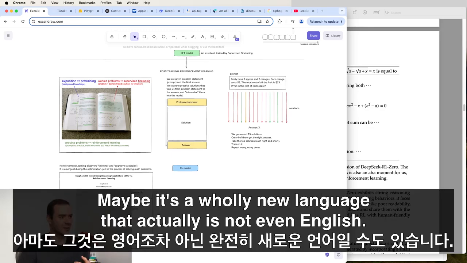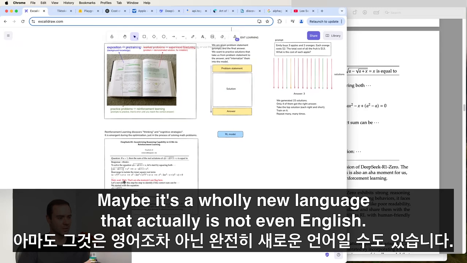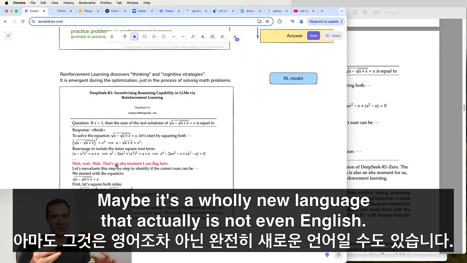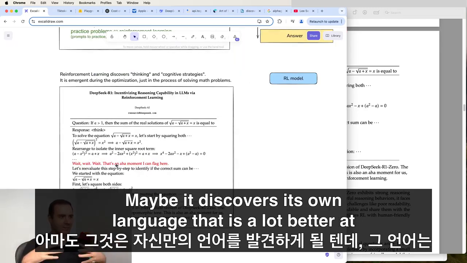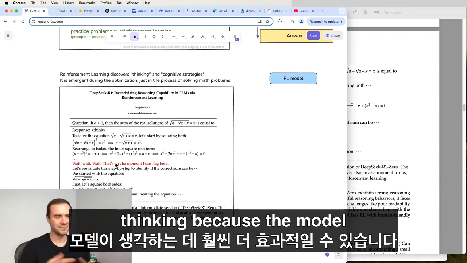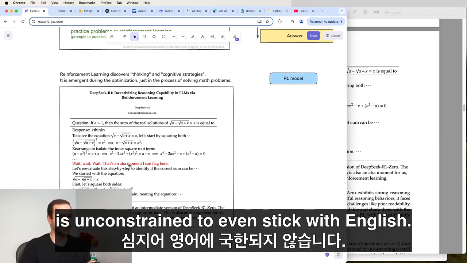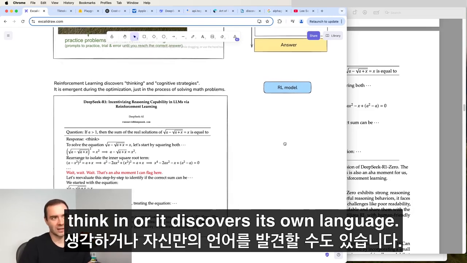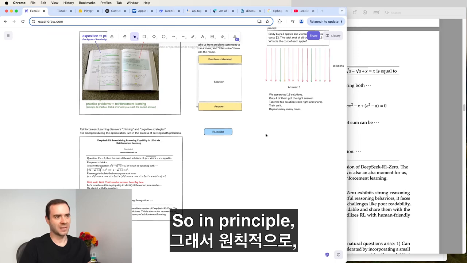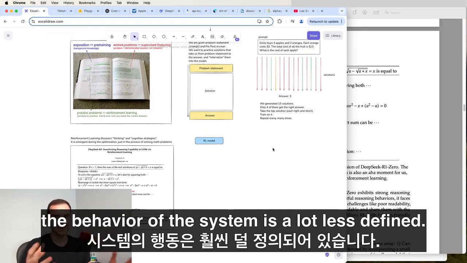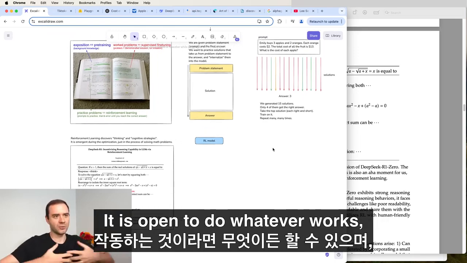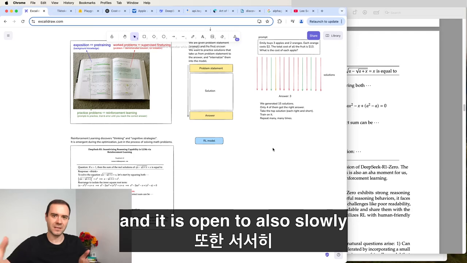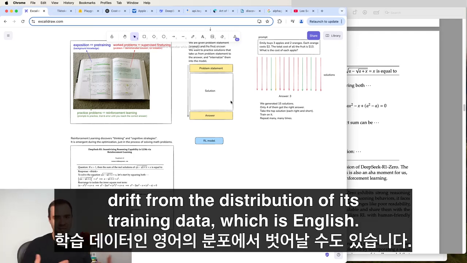Maybe it's a wholly new language that is not even English. Maybe it discovers its own language that is a lot better at thinking, because the model is unconstrained to even stick with English. So maybe it picks a different language to think in, or it discovers its own language. In principle, the behavior of the system is a lot less defined. It is open to do whatever works, and it is open to slowly drift from the distribution of its training data, which is English.